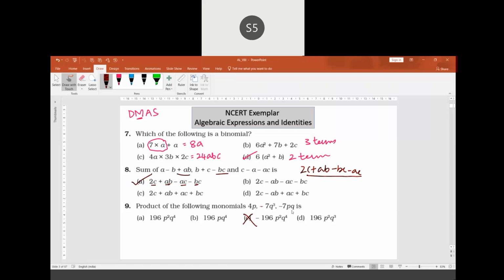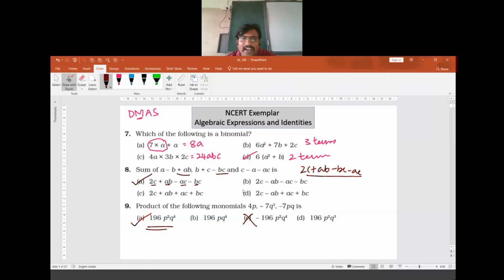P into P is P square. 96 P Q square cube, plus 4 Q four P cube. Option number A. Answer is A. I'm telling you, A. Option A is correct. Even if you tell it 100 times, option A is correct.